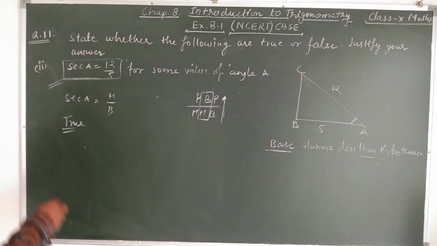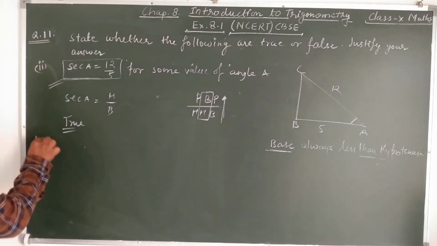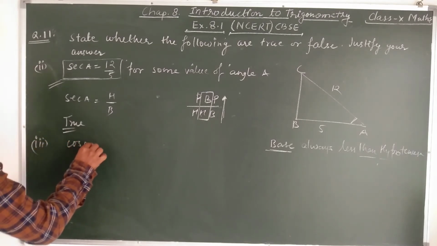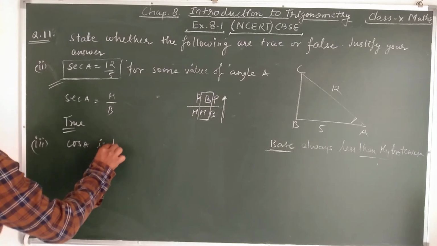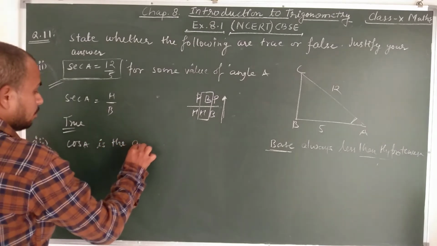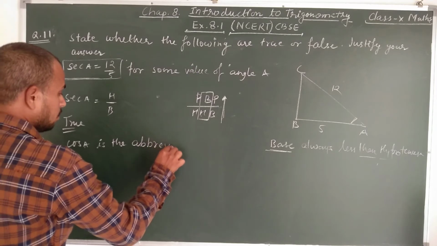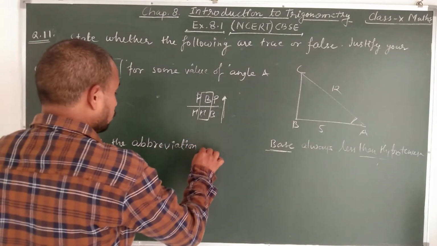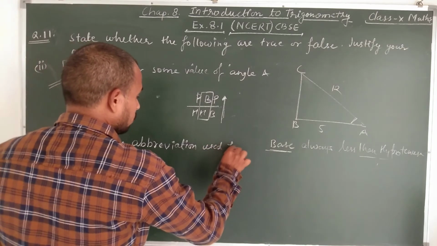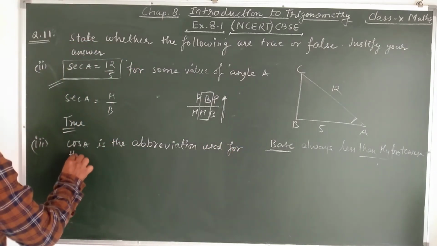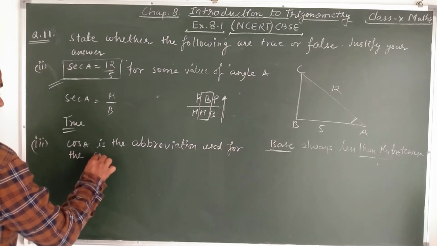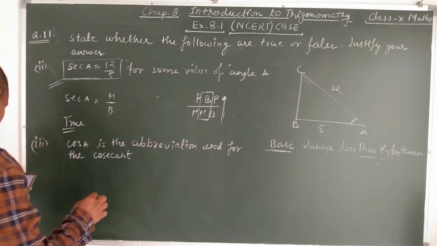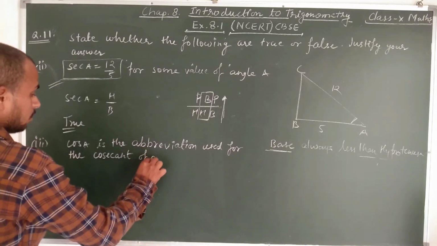Now the next part, third part: cos A is the abbreviation used for the cosecant of angle A.